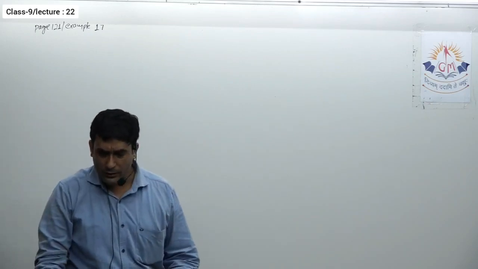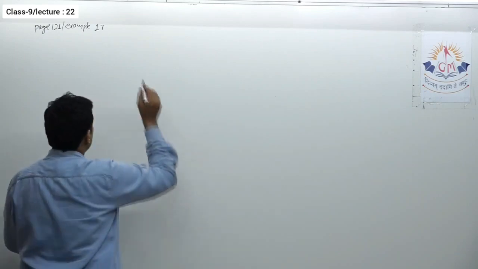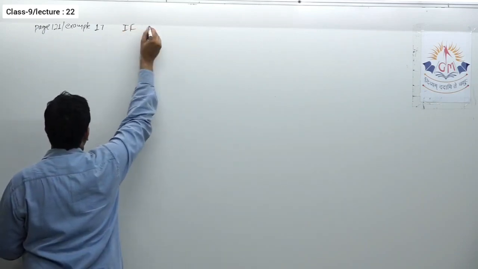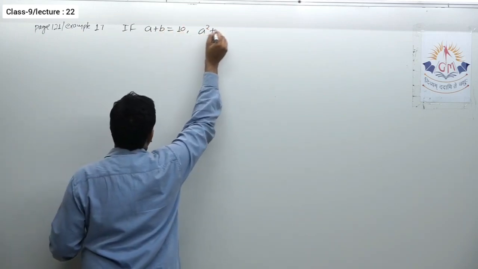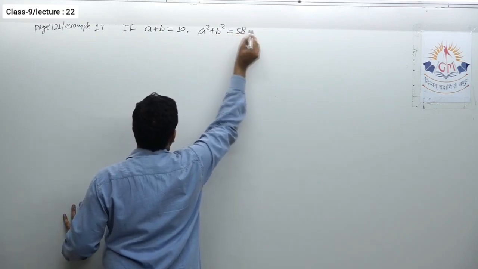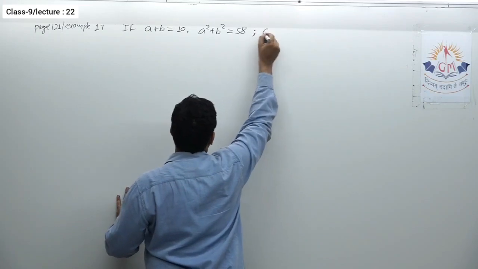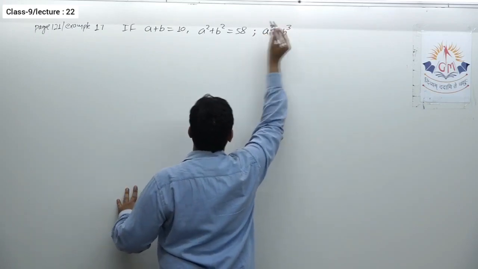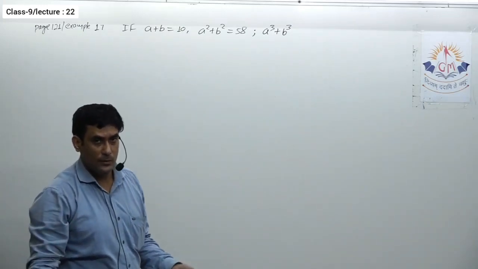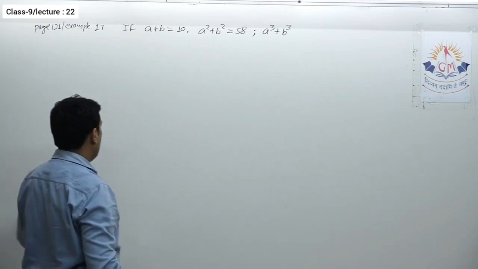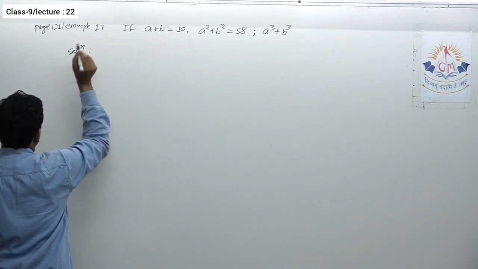Although this type of sum already has been done, still I'll take this. If a plus b is equal to 10, a square plus b square is equal to 58. Find the value of a cube plus b cube. We solved an almost similar sum over there, where we saw two methods: first for the subjective part, another for the objective part. So here again we'll discuss both methods for subjective as well as objective part.